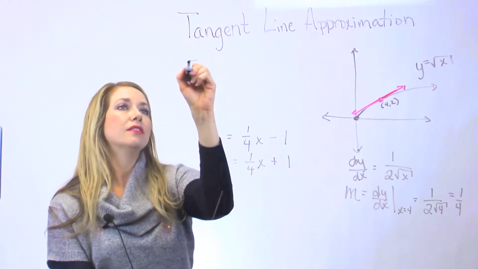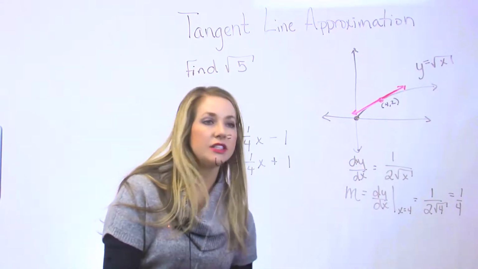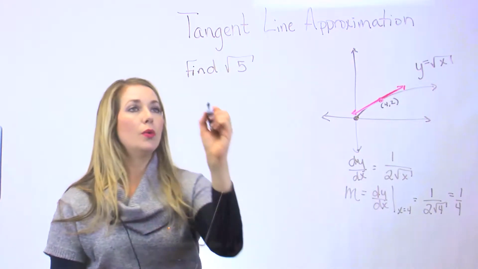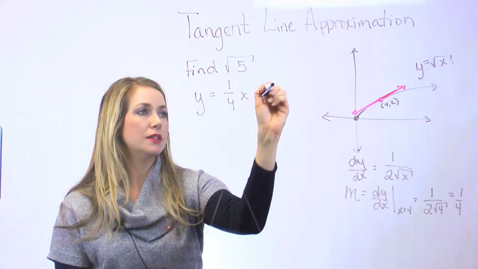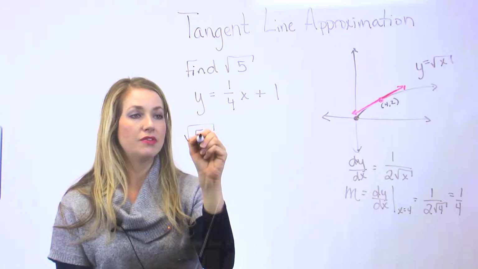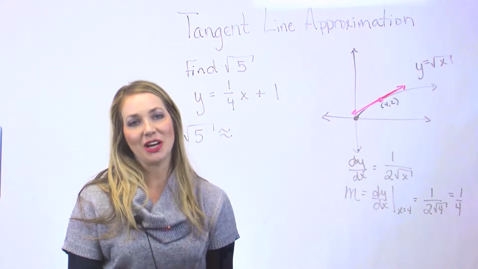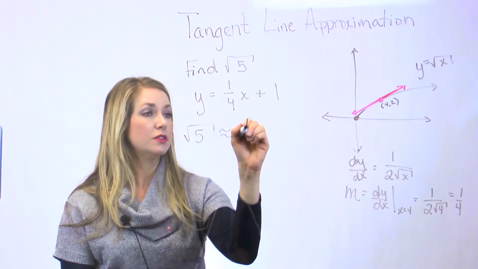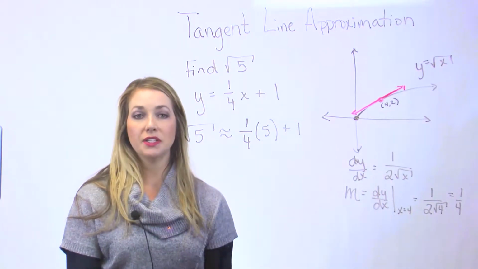the square root of 5, using a tangent line approximation to the curve. Well, we know our tangent line is y equals 1/4 x plus 1. So if I want to approximate the square root of 5, I can do so by using this tangent line approximation. My x now is 5, so I'm going to plug in a 5 where I see my x, and I'm going to begin reducing.